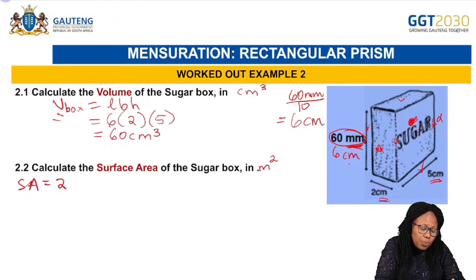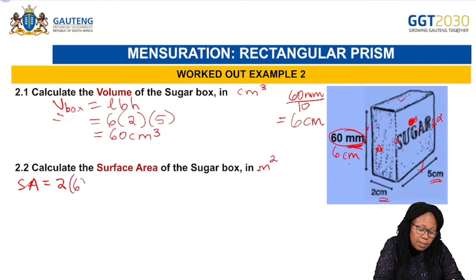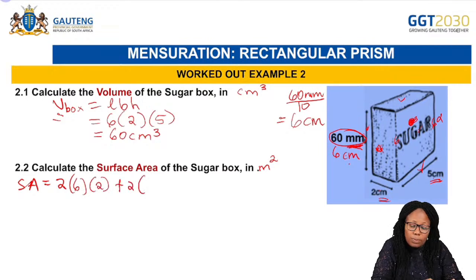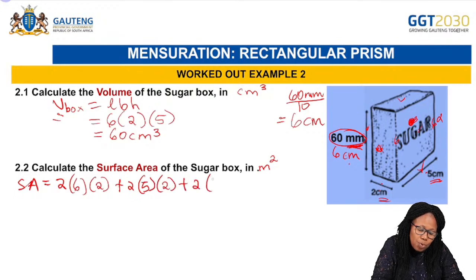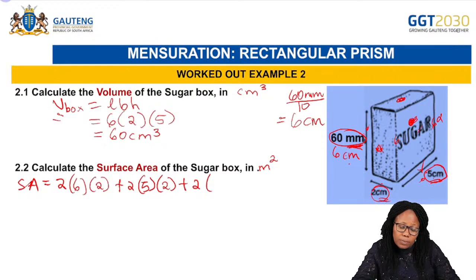That will be 2. Left and right, that is 6 by 2. Okay? Plus 2. Front and back, that will be 5 by 2. Therefore, it is 5 by 2 dimension. Plus 2. Top and bottom. So we are talking to this dimension. Top and bottom, we are having 2 by 5.